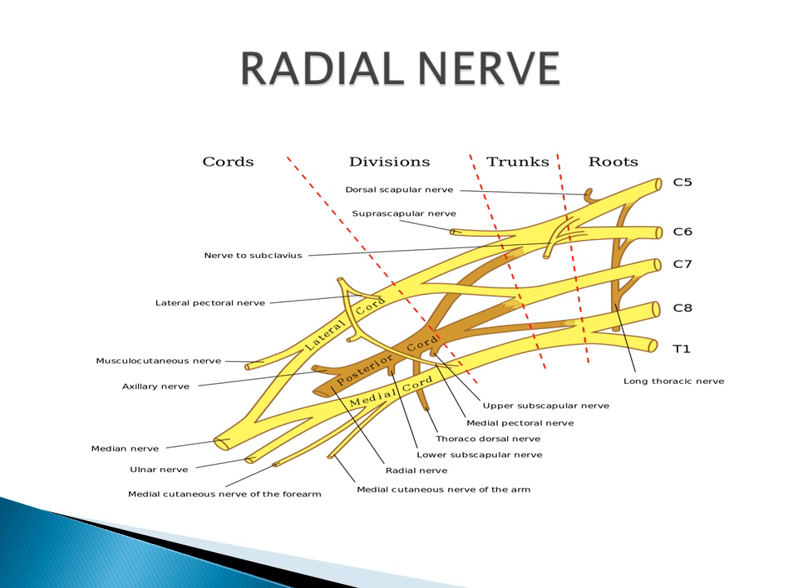So let's get into a discussion now of the radial nerve. The radial nerve derives from the posterior cord. And recall that the posterior cord is the single unified cord comprised of the posterior divisions of the superior, middle, and inferior trunks.